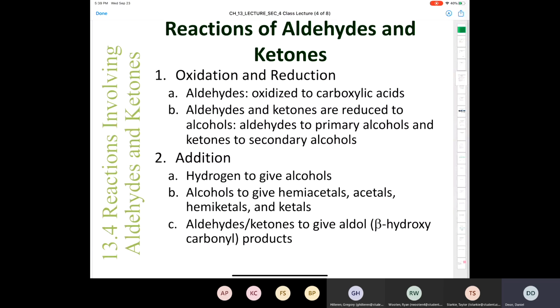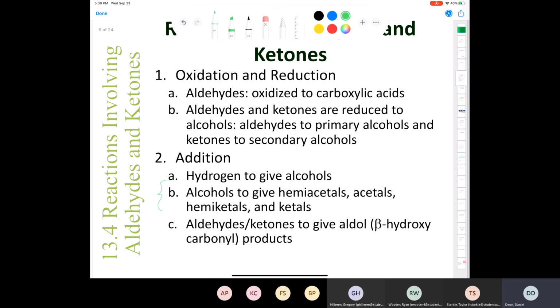We can add hydrogen to an aldehyde or a ketone to produce an alcohol. And then this is going to be a new reaction for you here. It says alcohols can react with aldehydes or ketones to give you hemiacetals, acetals, hemiketals, and ketals. And if you're like, I'm not even sure what those things are, well, don't worry. We're going to cover those in detail during this lecture.